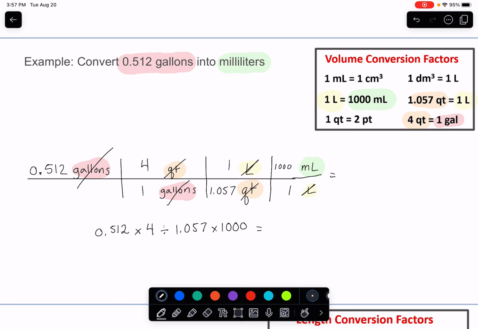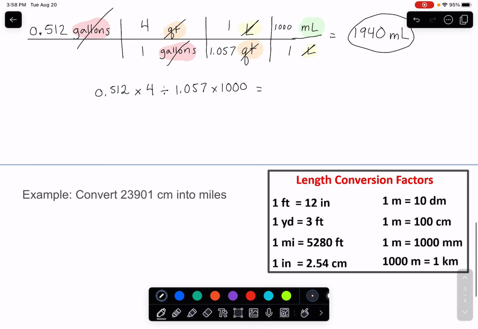So that is how I plug it into my calculator, 0.512 times 4 divided by 1.057 times 1,000. And you get 1,937 and some change. So I'm going to round that to 1,940 milliliters. And that'll be my final answer. Okay. All right, let's do one more.